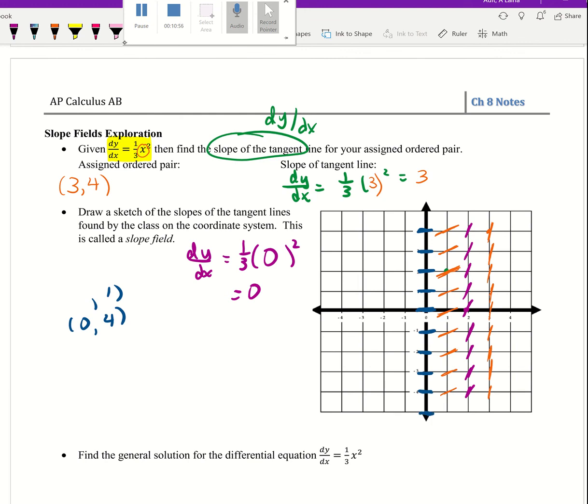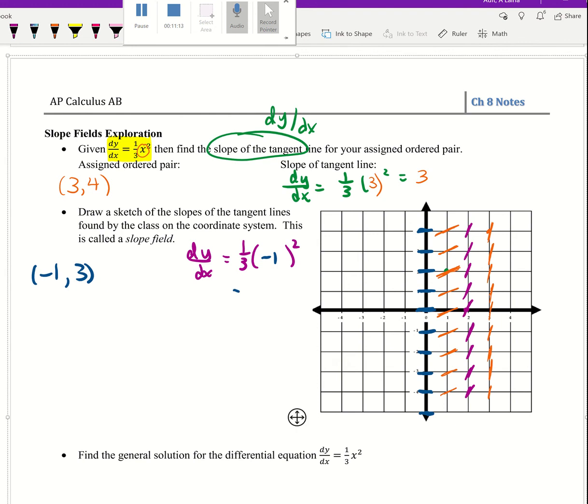Going to work a little bit on the left side of this slope field. If I use inputs such as -1, so maybe I have the ordered pair (-1, 3), it doesn't matter really what y is. My equation for slope, my differential equation, only has an x. When I square -1, I get a +1, and I get a slope of 3 once I multiply that by 1/3. Well, that's the exact same slope as I had earlier for a +1, and that's because when you square x, it didn't matter if my input was positive or negative. I'm going to get the exact same answer.